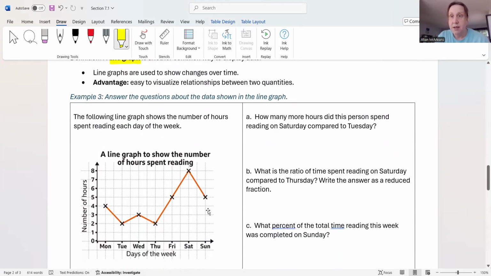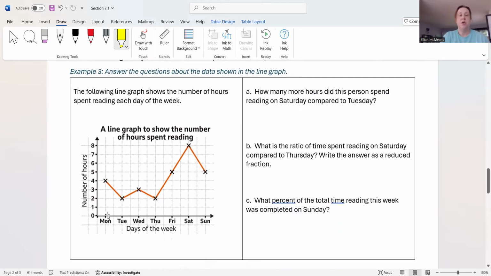Let's go ahead and look at an example here. Example three says, answer the questions about the data shown in the line graph below. We have a line graph that shows the number of hours spent reading each day of the week. Along our vertical axis we have the number of hours spent reading, and along the horizontal axis we have the individual days of the week.